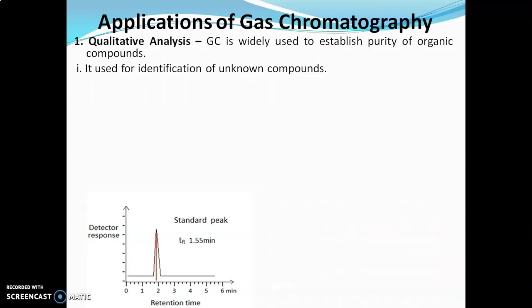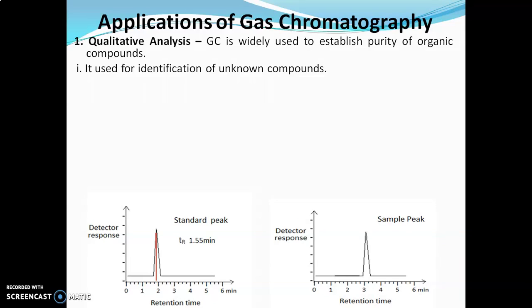Now suppose there is another substance whose run we have taken under the identical conditions of mobile phase flow rate and detection system. Under these identical conditions, if this peak is obtained for the second sample, whose retention time we got is 3 minutes 5 seconds, the retention time of sample and standard is not matching, so we can say that these two are not the same substance. So in this way identification of an unknown substance can be done by using gas chromatography.